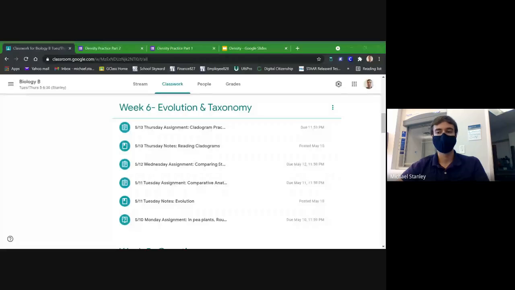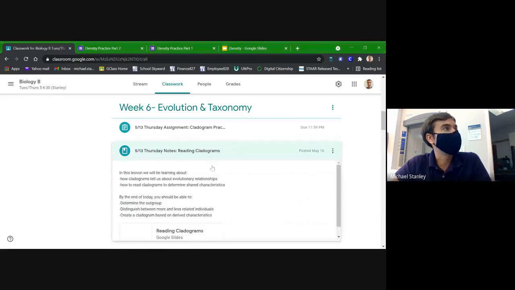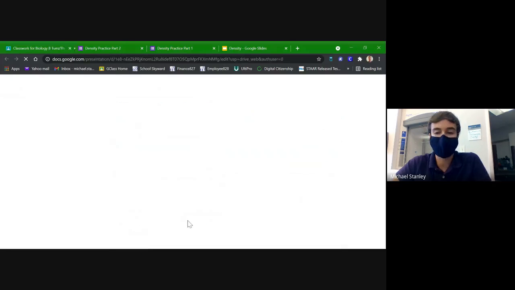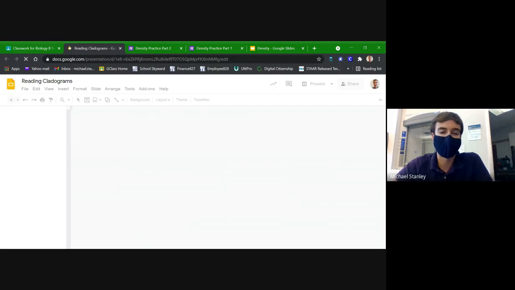Let's jump into our notes. So here we are, week 6 of biology class, and we are going to be talking about the special types of diagrams called cladograms.